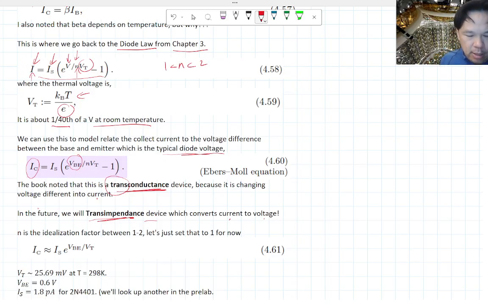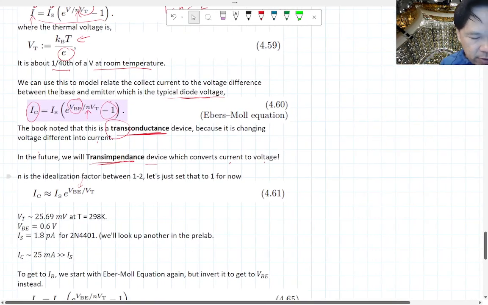Okay, so let's make the idealization where we just make n equal to 1, and then we just drop this factor of -1 here, because we know that VBE is going to be much bigger than VT, so this exponential is going to be a large number, so we can ignore that 1 at the end there.